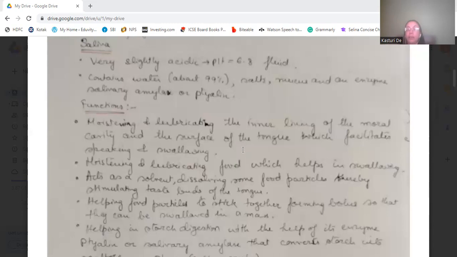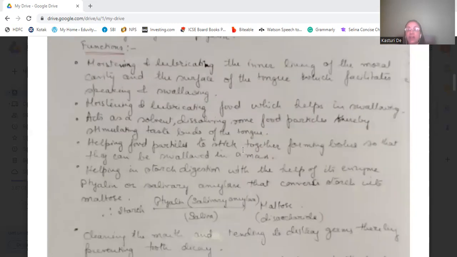Saliva helps in starch digestion with the help of the enzyme tyalin, or salivary amylase, which converts starch into maltose. So what will happen?